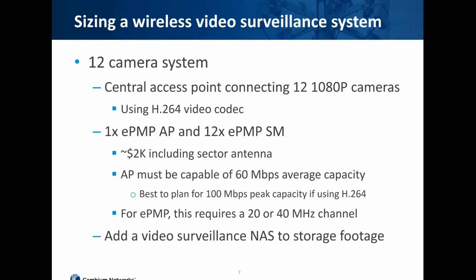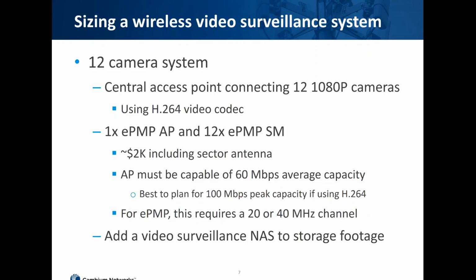So to support this system, I've sized out one ePMP AP and 12 ePMP SMs. That's including the AP, the SMs, and the sector antenna, about $2,000. The AP must be capable of 60 megabits per second average capacity. I'll explain how I arrive at that figure shortly, but as to H.264, due to its operation, it's best to plan for around 100 megabits per second of peak capacity to handle events where you have a lot of activity in a scene and it generates a higher than average throughput for each video stream.